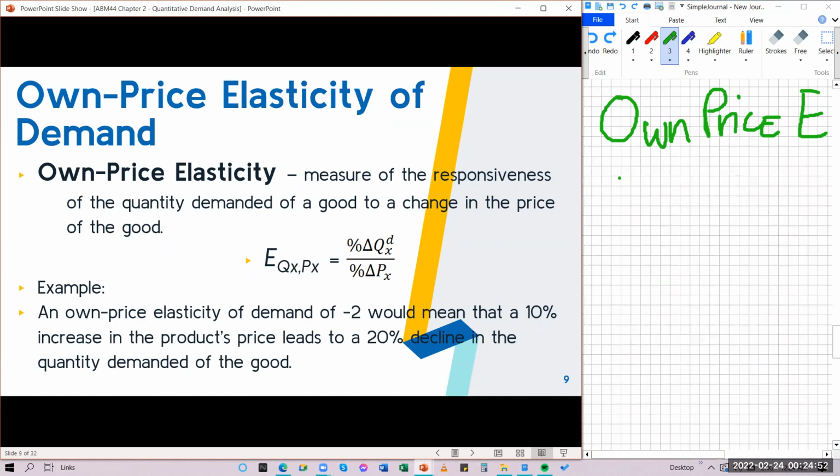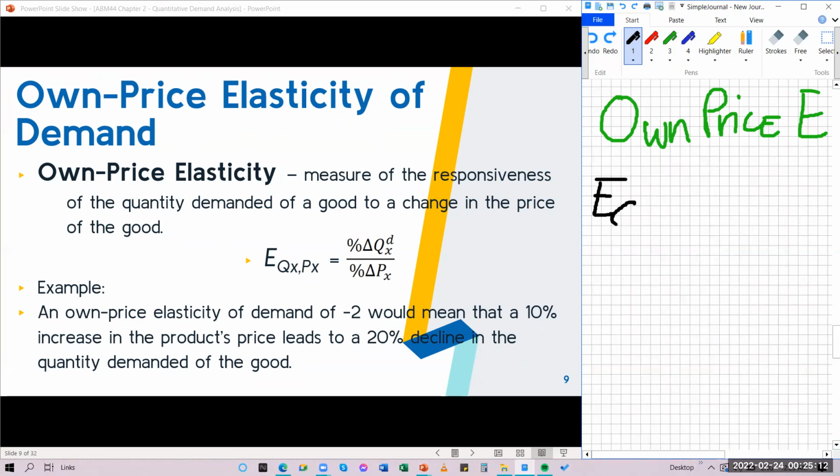From the word itself, it is the measurement of the quantity demanded to a change in the price of that good. So we will be focusing on the own price elasticity of demand. Of demand, always. So we have this formula.